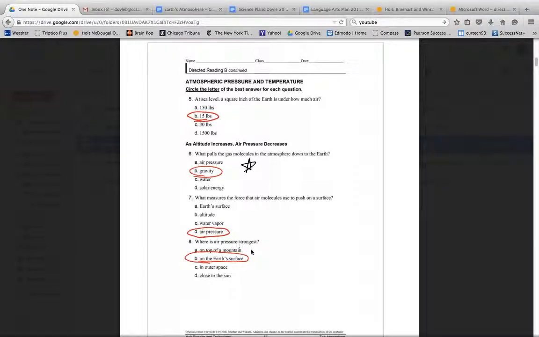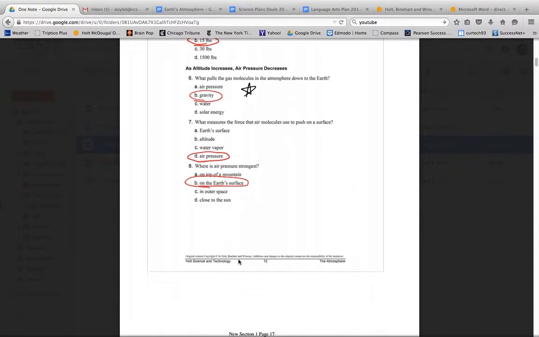Eight, where is air pressure the strongest? On the Earth's surface. So close to the Earth, there's the most air pressure, but the further you get away from Earth's surface, the less air pressure there is.